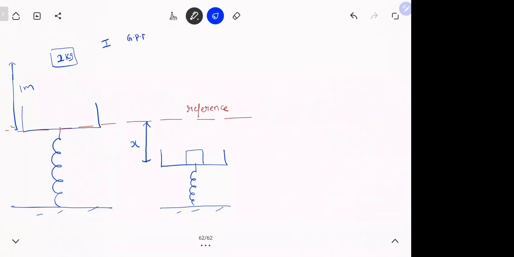So this is my state 1. What is the gravitational potential energy? mg1. What is spring potential energy? 0. What is kinetic energy? 0. Here, this is my state 2. What is gravitational potential energy? Minus mgx, minus because it is below the reference line. Spring potential energy, half kx square. Kinetic energy, 0.